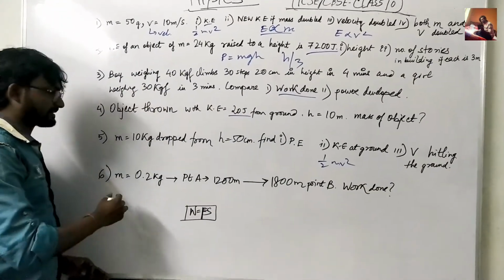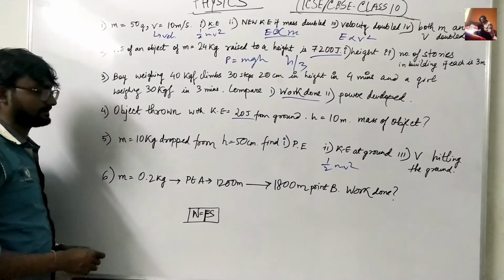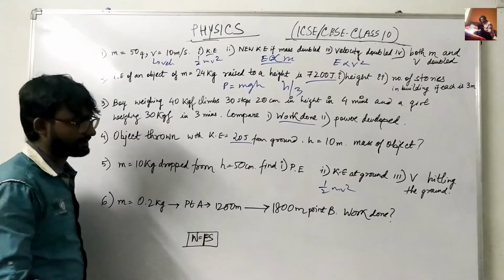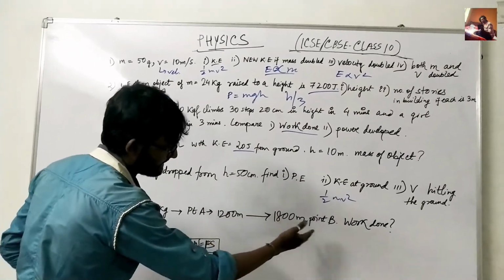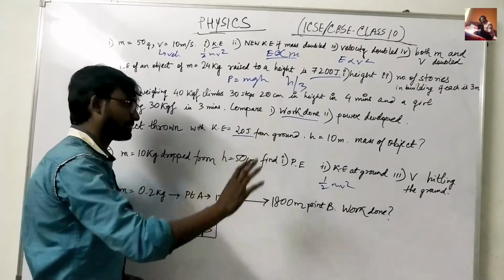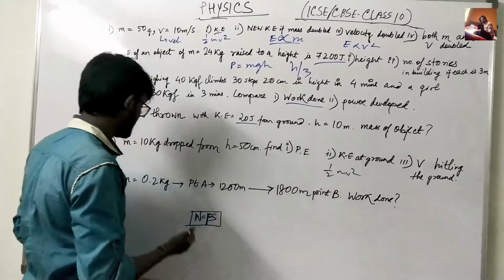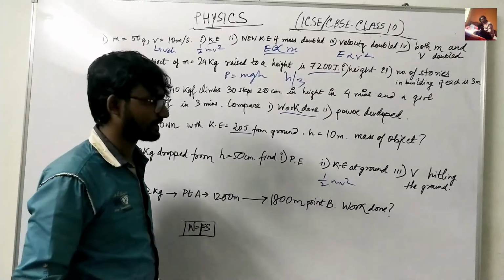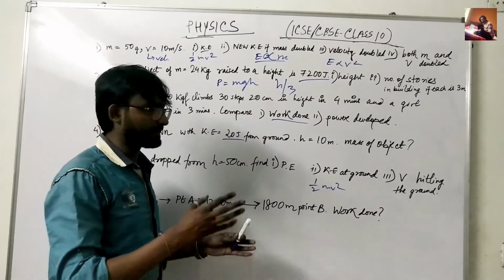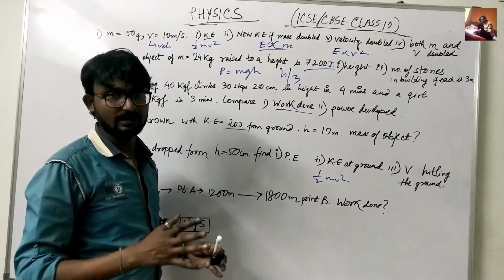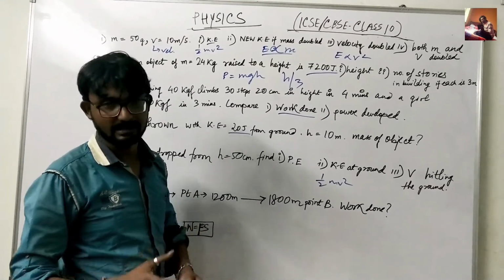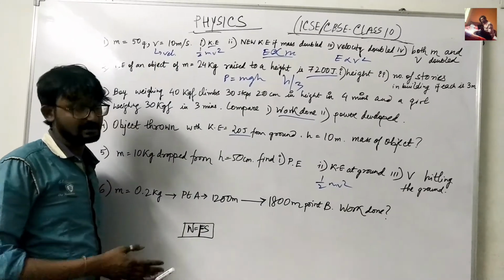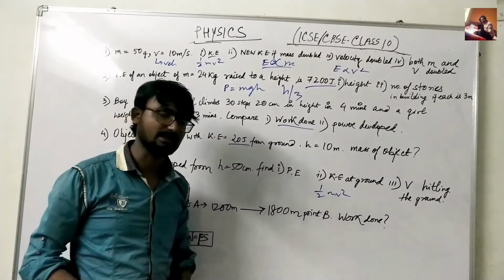And last is a mass of 0.2 kg being moved from point A, at a height of 1200 meter, to a height of 1800 meter, point B. From A to B it is being moved. So how much work is done? It is the same thing, the height and the mass are there. And for work done, I'm again telling you, you can use the formulas of potential energy and kinetic energy: work done equals energy gained or lost. And another formula, W equal to Fs, you can use for smaller, objective kind of sums.